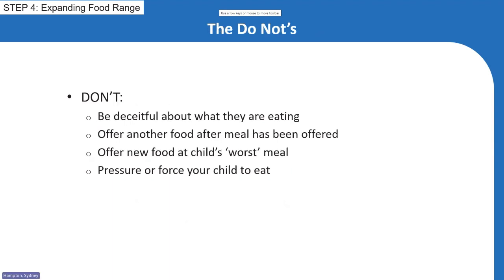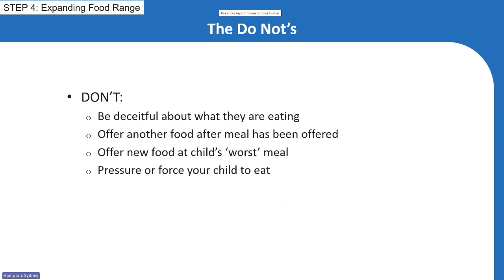For the do nots with meal preparation and expanding that food range, we want to not be deceitful about what your child is eating. Don't try to trick them into something, because if they figure out that we're tricking them, they're not going to want to touch that food at all. We also don't want to offer another food after the meal has been offered. So if you've made the food, you've added in their safe food as well, and then your child says, I want this food after, try not to offer it, because then they understand that this is within our meal time. We have a safe food for you, and maybe we can have that for the next meal.